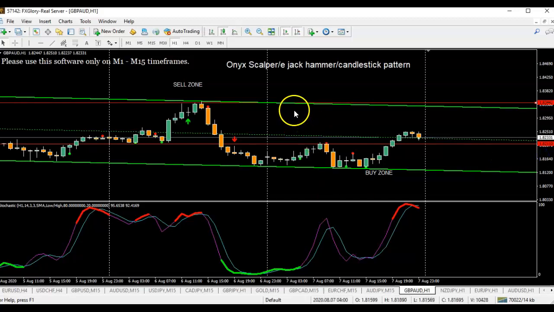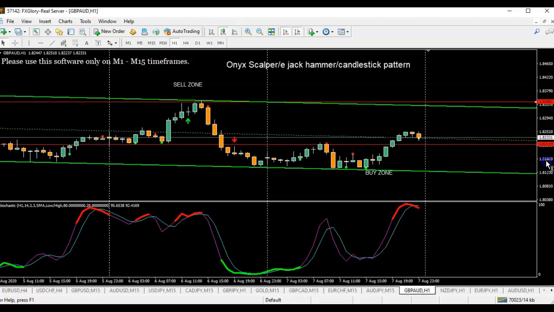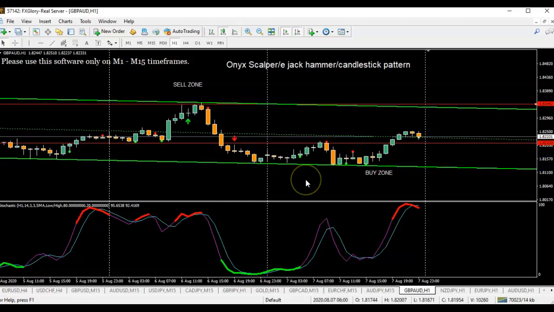The lines that you see here, the outer lines, is a Bollinger Band type indicator, but much better than a Bollinger Band. It is the EJackhammer indicator. We have a stochastics indicator on the bottom, and finally the candlestick patterns that I use to detect when price hits a support and is ready to go in the opposite direction. So I'll show a few examples, and then using the Onyx Scalper for confirmation in a trade.